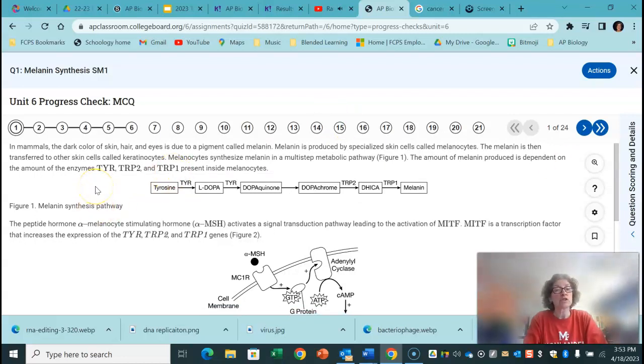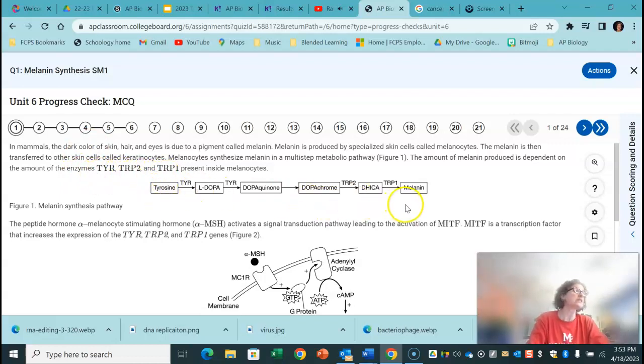In mammals, the dark color of skin, hair, and eyes is due to a pigment called melanin, the same one that you were doing with the rock pocket mice, right? Melanin is produced by special skin cells called melanocytes. The melanin is then transferred to other skin cells called keratinocytes. Melanocytes synthesize melanin using a multi-step metabolic pathway. The amount of melanin produced is dependent on the amount of enzymes TYR, TRP2, and TRP1.